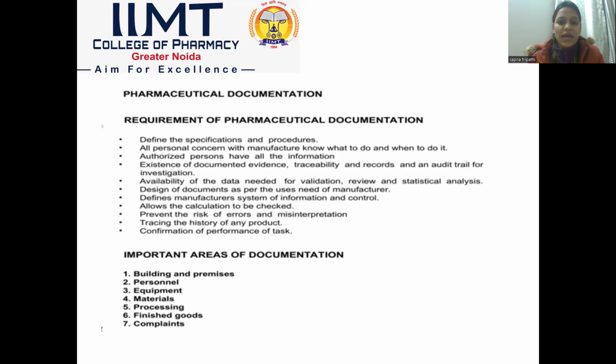Design of documents as per the user's needs. The manufacturer defines the system of information and control, allows the calculation to be checked, prevents the risk of error and misinterpretation, allows tracing the history of any product, and confirms performance of tasks. Now, what are the important areas of documentation? Buildings and premises, personnel, equipment, materials, processing, finished goods, and complaints.